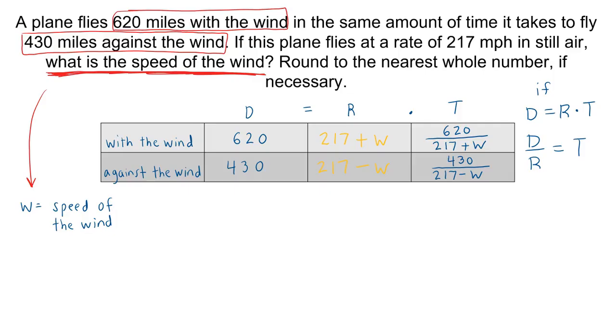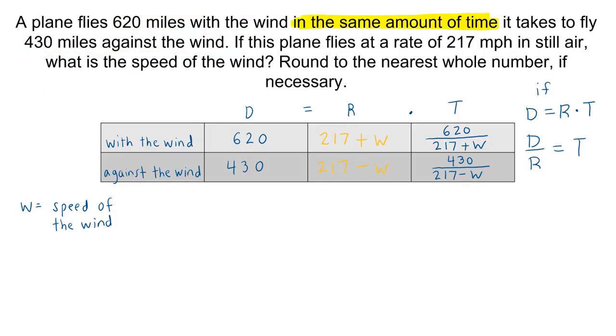Now we have every aspect of our table filled in. But if we want to find w, the speed of the wind, we have to have an equation to solve. So let's look back up at the information that we're given in our problem. Did they give us some sneaky information, some sneaky way of setting up an equation? And of course they did. We wouldn't be able to solve this problem without it.